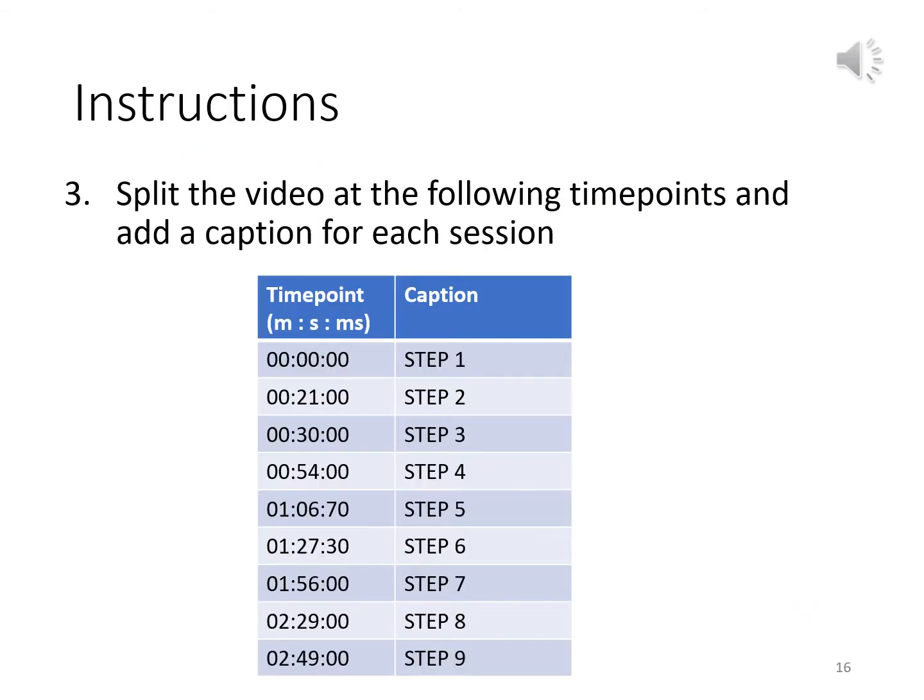Okay, now we have come to step number 3. In step number 3, we are required to split the video that we have downloaded just now using Windows Movie Maker. The splitting points are listed in the following table. We have to split the video at 21st seconds, 30th seconds, 54 seconds, and 1 minute and 6 seconds, and so on.